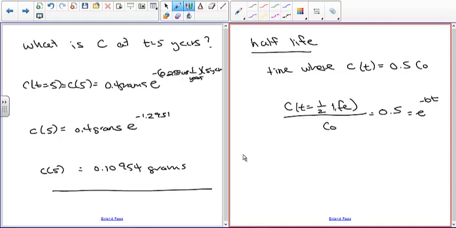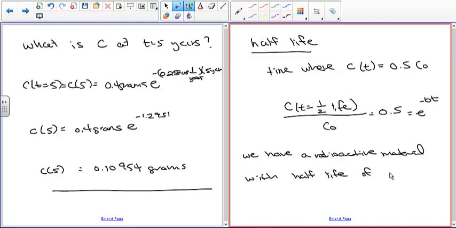So let's say we have a radioactive material with a half-life of 1,010 years.